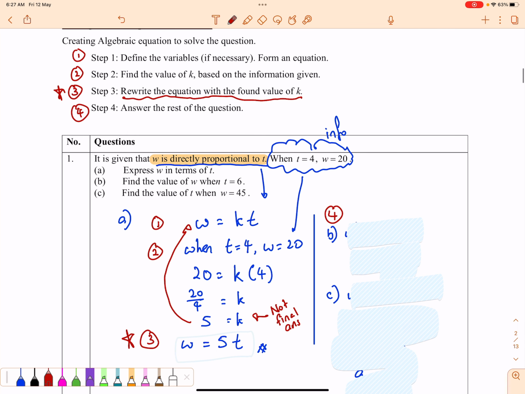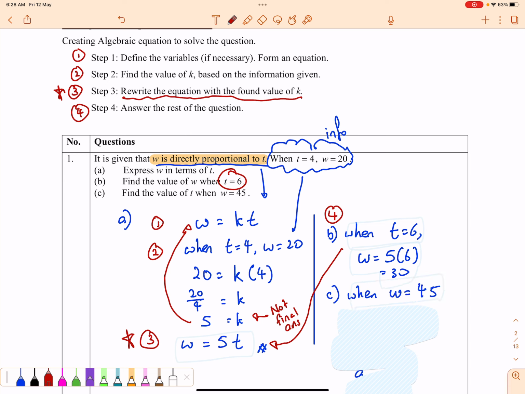Now, the last step is pretty straightforward. I want to answer the rest of the question. So what I do is I will just see what the question wants. The question wants t equals to 6. So when t equals to 6, I will now sub into this equation. Okay, because in this equation, k is already found. So replacing t with 6, I will have w equals to 30.